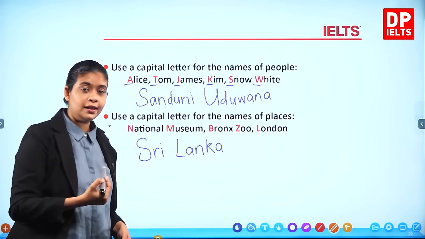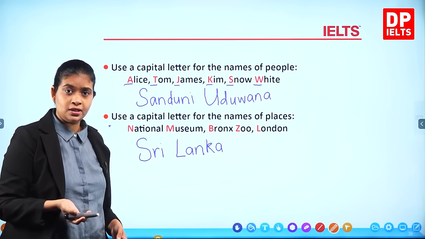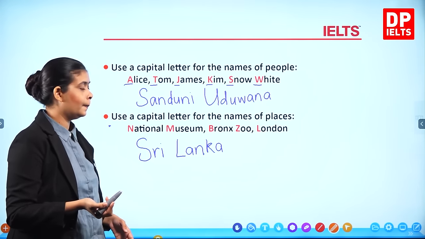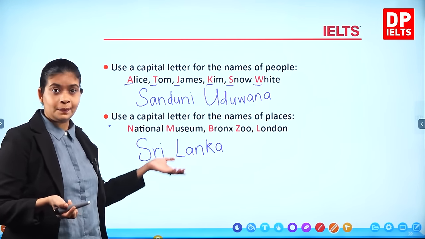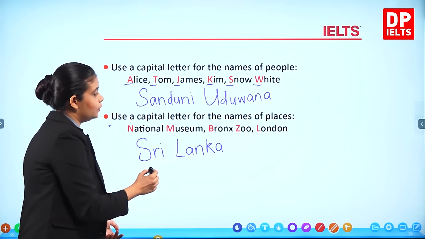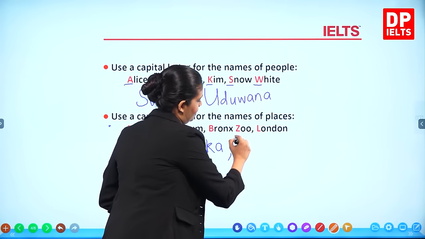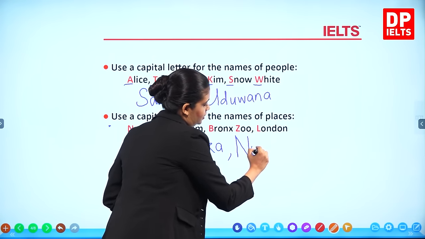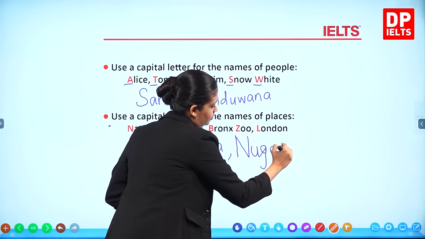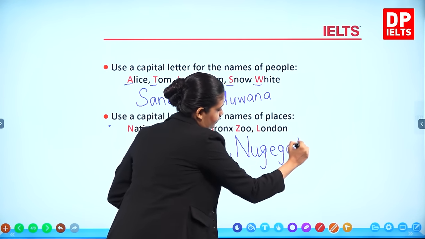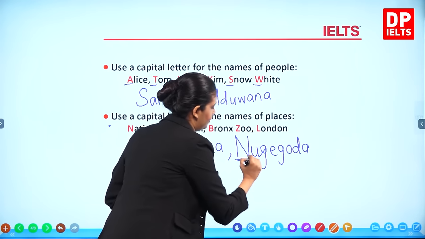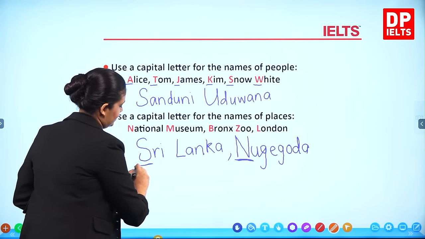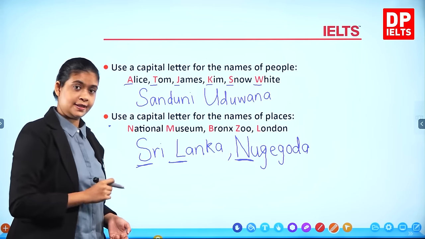Right? So I live in this town called Nugegoda, right, which is in Colombo. And the name of the place is Nugegoda. So I would use N because it's Nugegoda. Again, the letter N is capital, S is capital, Sri Lanka is capital.